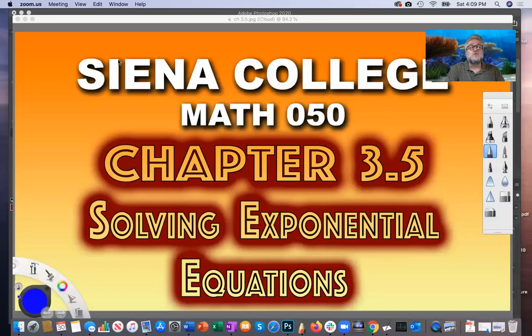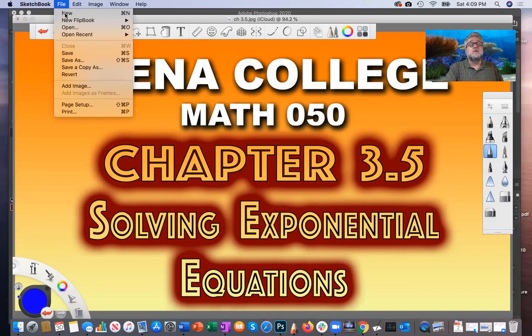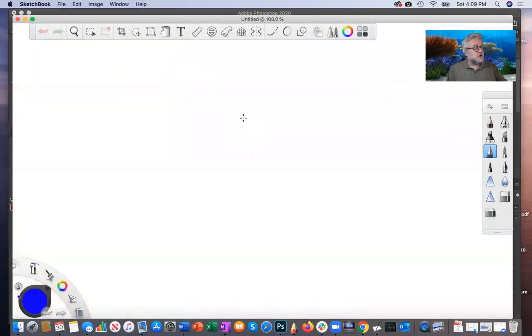Okay, so we are starting the next unit, the next little chapter, which is chapter 3.5, solving exponential equations. So we're going to use what we've learned so far to solve equations that look pretty inconvenient, but we will figure out a way using rules of logarithms or exponentials to solve them. And there isn't really any new content here. There's just problem solving tactics.